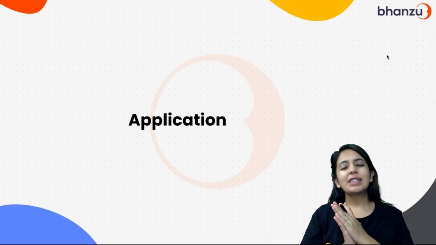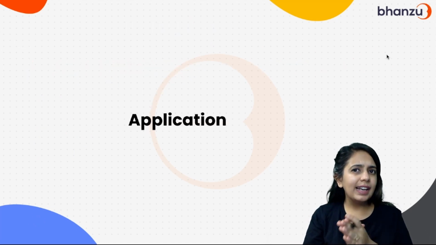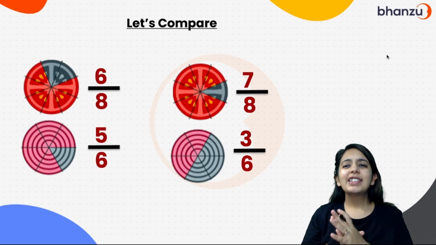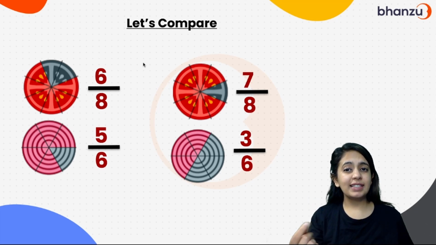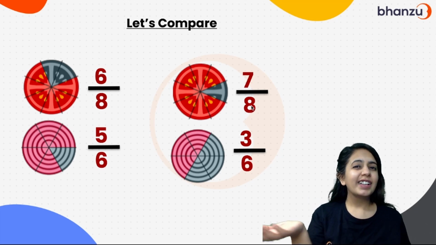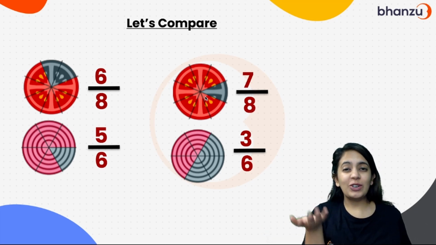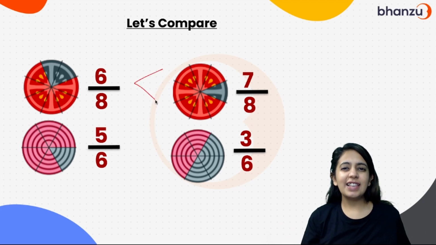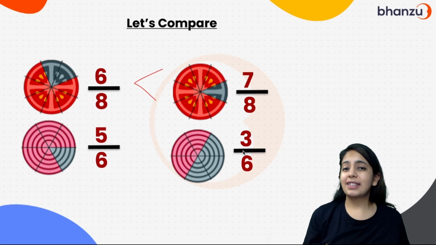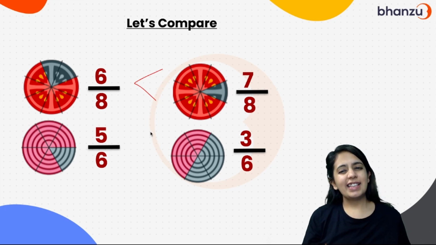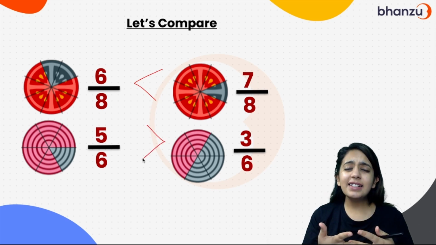Now let's look at some of the applications in real life. So tell me, which portion of pizza is more? Is it 6/8 or 7/8? Without the image representation also you can tell this now, right? That 7/8 is greater than 6/8. Okay, how about 5/6 and 3/6? Which one is more? Yes, clearly 5/6 is greater than 3/6.